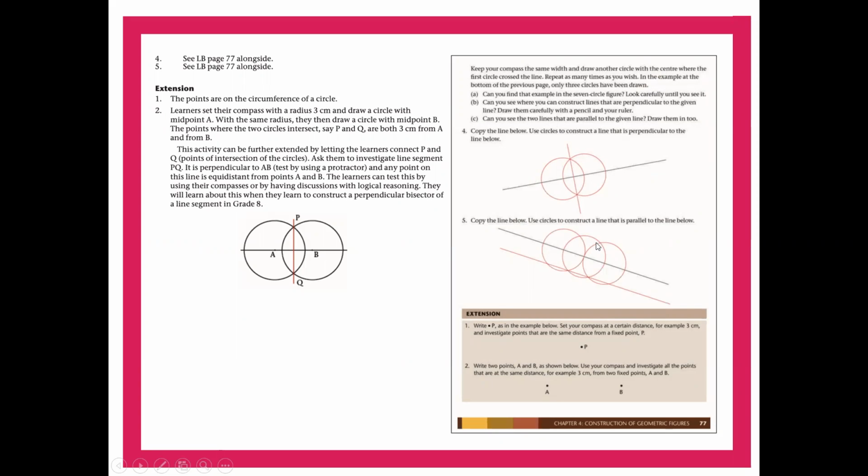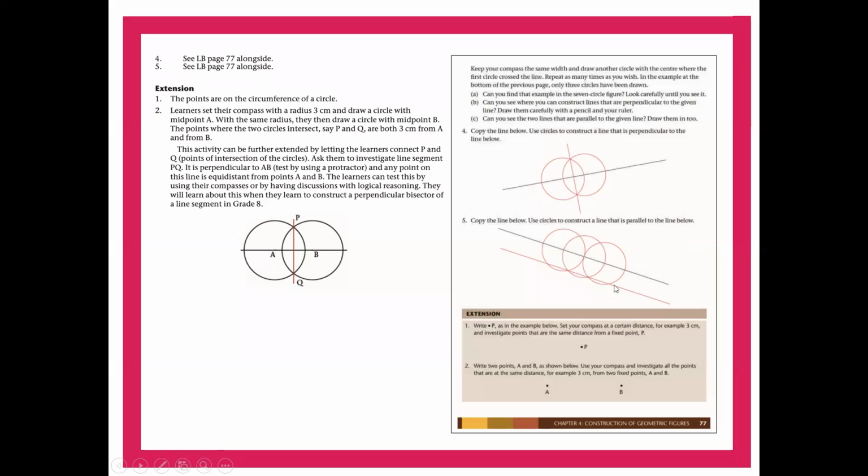This is just further activities where you have to construct lines. For this one, you use the circles to construct a line that is perpendicular to the line below. To do the perpendicular, you draw the two circles crossing that line, and that line has to cross the center. And then the point at which the circles intersect, you would draw a line through those, and that line will be perpendicular to your original line.